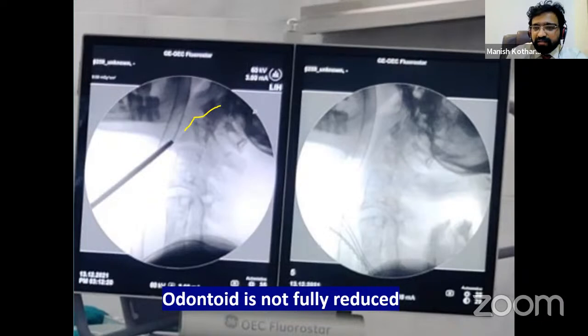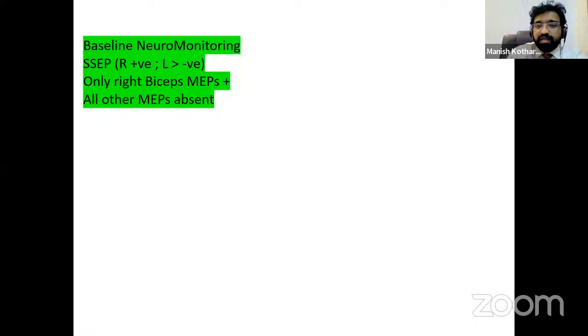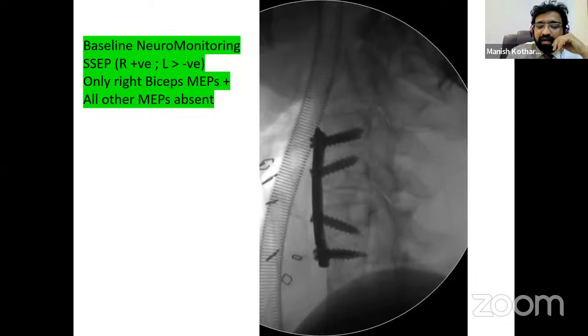I obviously did this under neuromonitoring, but it wasn't of much help. Baseline neuromonitoring only: SSEP on the right was positive, left was absent. I had only right biceps MEPs, all other MEPs were absent. So the neuromonitoring was not of much help, but I had to go ahead. There was no stopping here. So I went ahead, did a long plate, two above, two below, and then a tricortical iliac crest graft. I was very happy with the purchase of the screws, and I thought this should be sufficient for the C4-5 segment. But I was unhappy that the lordosis is completely gone, but that was a position I had to accept.